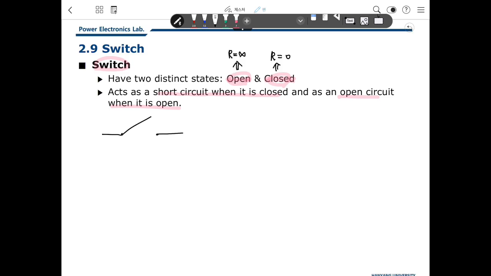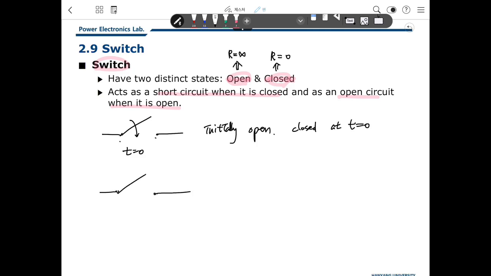This is a switch, with two terminals here. Then we can draw it in this way. T equals 0 means that initially it is an open circuit, but the switch is closed. The switch is closed at T equals 0.